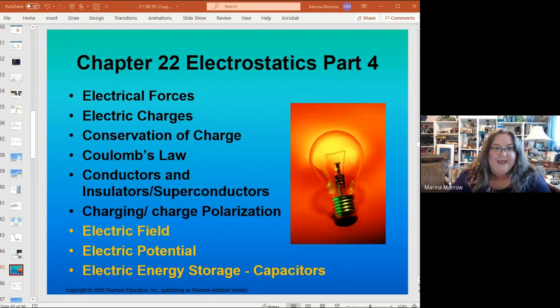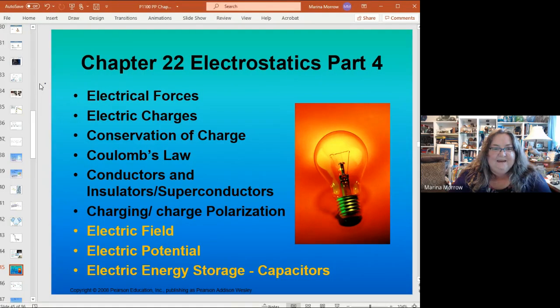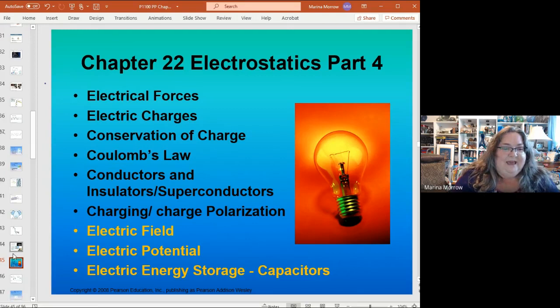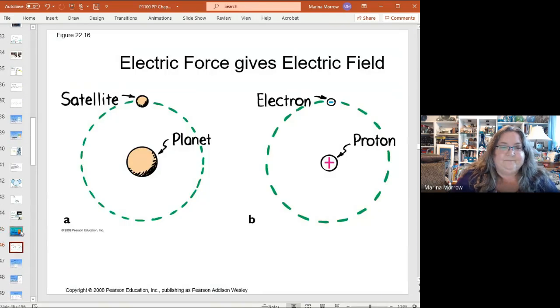Okay, so we're going to look at electrostatics part 4. And so we're going to look at the electric field, electric potential, electric energy storage, things called capacitors. Okay, so the electric force gives us an electric field.